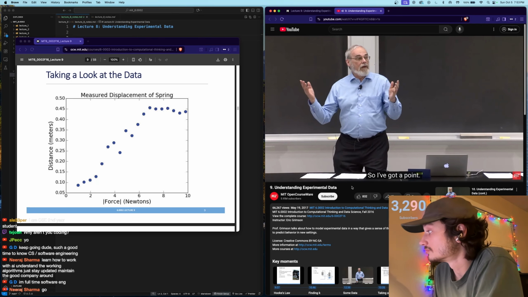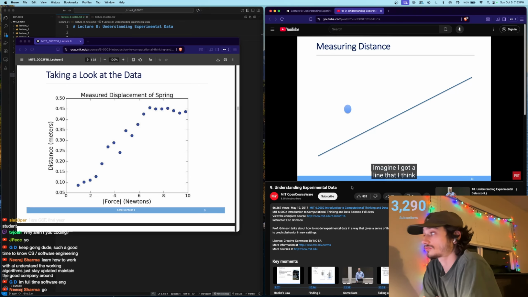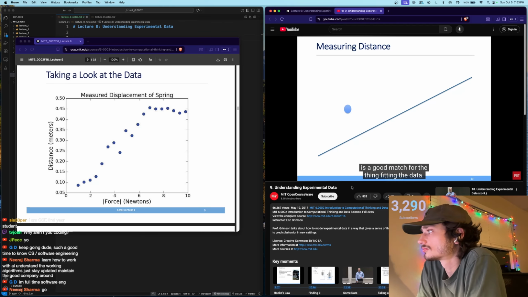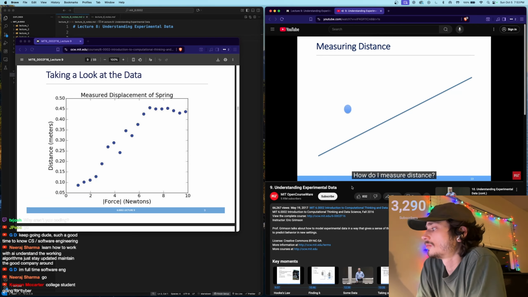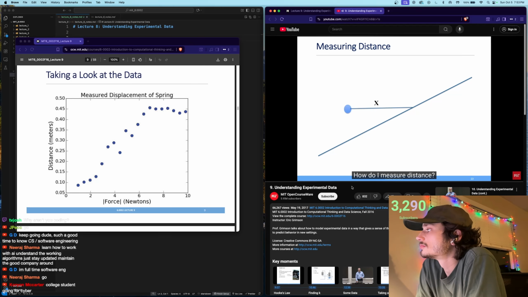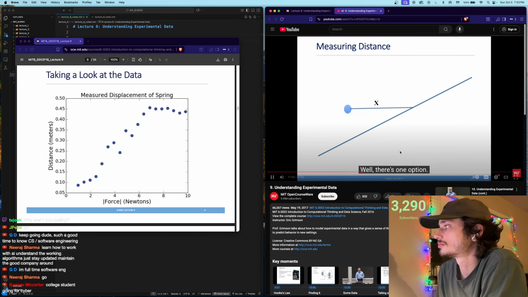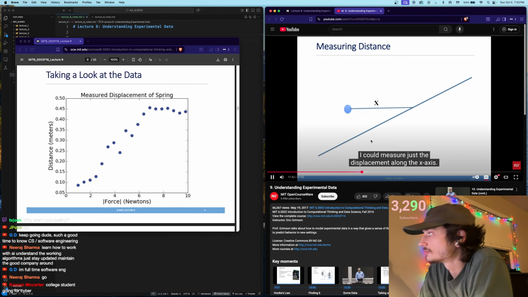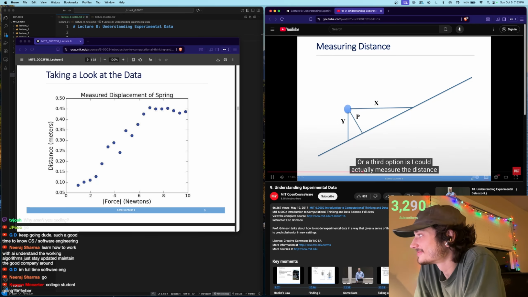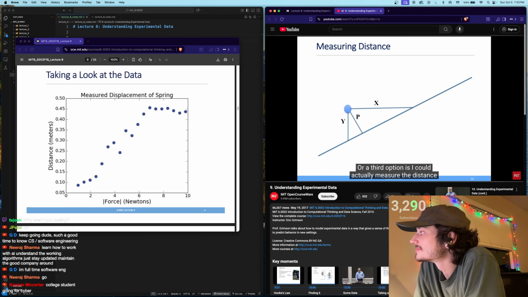Okay, so I've got a point. Imagine I've got a line that I think is a good match for fitting the data. How do I measure distance? Well, there's one option: I could measure just the displacement along the x-axis. Or vertically. Or a third option is I could actually measure the distance to the closest point on the line, which would be that perpendicular distance there.